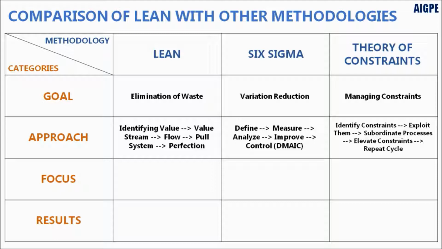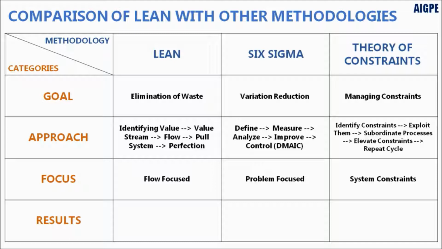Let us now talk about the focus of each methodology. Lean is flow focused. Six Sigma is problem focused. And theory of constraints is focused on system constraints. Finally, let's talk about the results.